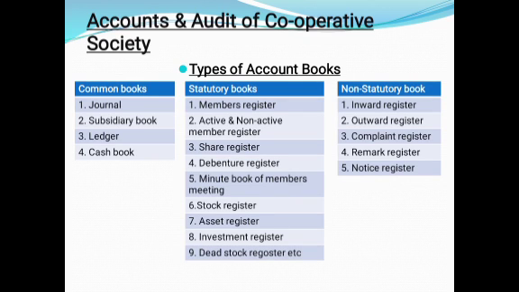First, we are discussing the accounts and audit of cooperative societies. First we'll discuss what accounts are to be maintained here, and afterwards we will discuss what the audit of cooperative societies is. So first we'll discuss the accounts. There are three types of accounts here: common books, statutory books, and non-statutory books.